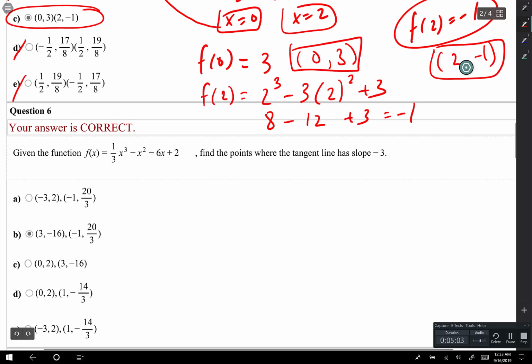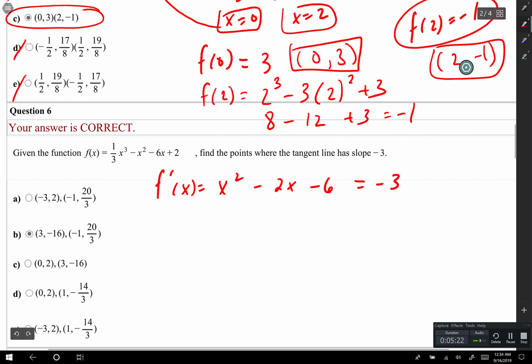All right, here we go. Given the function, find the points where the tangent line has a slope of -3. So I'm going to take a derivative. I'm going to set that derivative equal to -3. So I'm going to have, let's see, 3 times 1/3 is 1. So x squared minus 2x minus 6. I'm going to set that equal to -3.